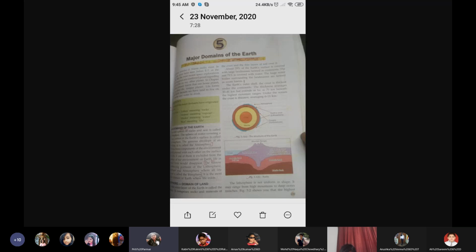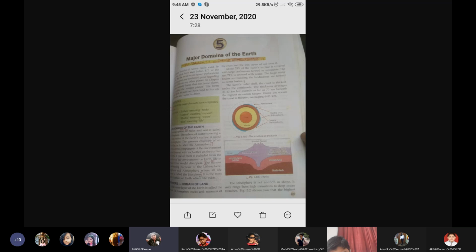Now, the Earth's outer shell, the crust, is thickest under the continents. Wherever we talk of the continents, those are the big land masses where the Earth's crust is thickest. Near the shore, it is not that thick, but right in the center of the continent, it is the thickest. The thickness averages 30 to 40 kilometers but extends as far as 70 kilometers beneath the highest mountain ranges. Under the oceans, the crust is thinnest, averaging from 6 to 11 kilometers.